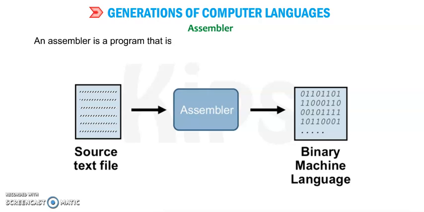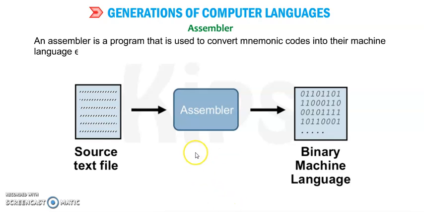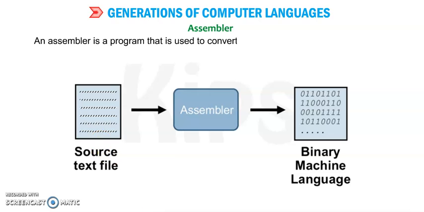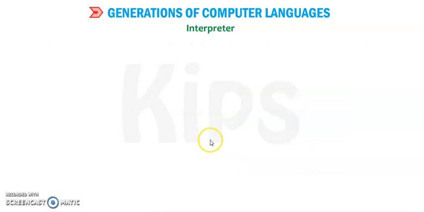The first one is the assembler. What does an assembler do? It is a program that is used to convert mnemonic codes into their machine language equivalents. Okay, you can see here, this is the source file and the assembler changes it into binary machine language. It converts the code into its machine language equivalent.